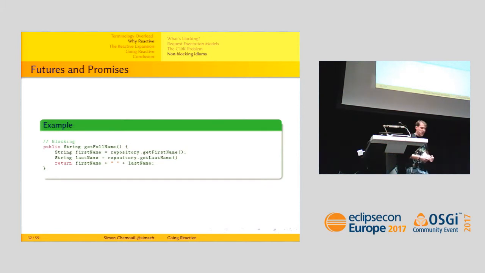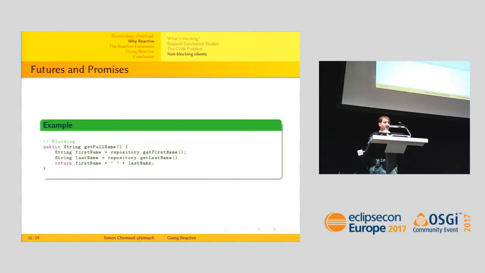If I'm in the blocking style, I can get the full name. So I'm calling the repository. I ask for the first name. It takes time. It blocks. My thread is blocked. Then I get the first name variable. Then I call the last name. I call the repository. It takes time. Then the last name variable gets on my stack. And then, okay, I have those variables. I can add them.